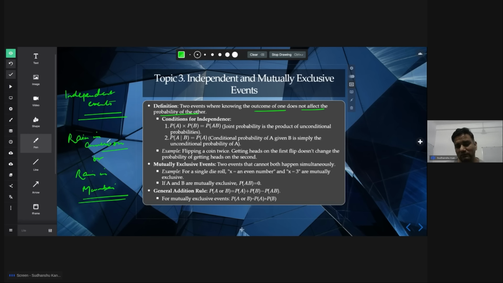Properties: the probability of each outcome must be between 0 and 1. I have told you in the first slide itself. In the world of probability, the possibility of an outcome is always between 0 and 1. The sum of the probabilities of all possible outcomes equals 1, right? When you're taking all possible outcomes, the sum will always equal 1 because we are considering 100% possibility.